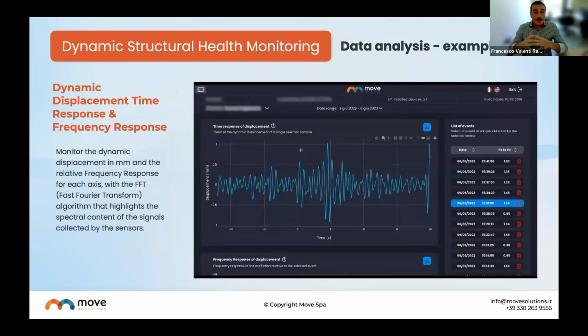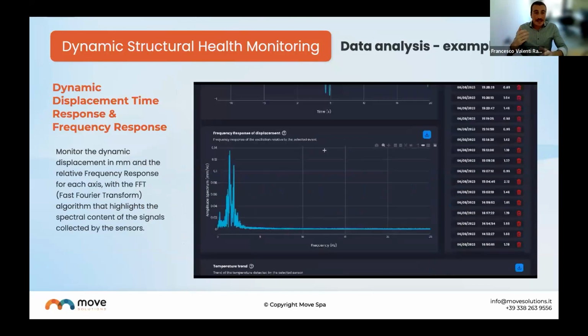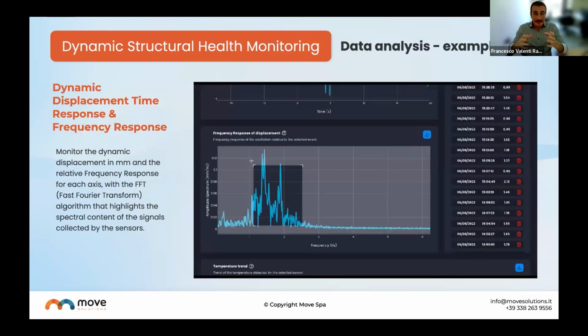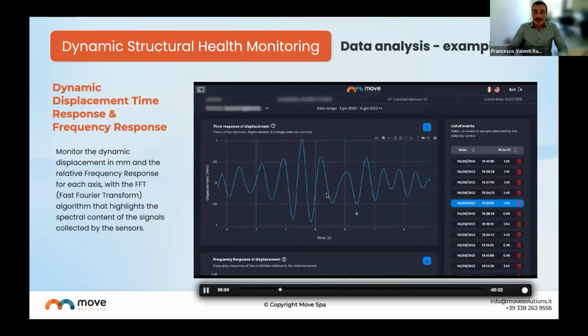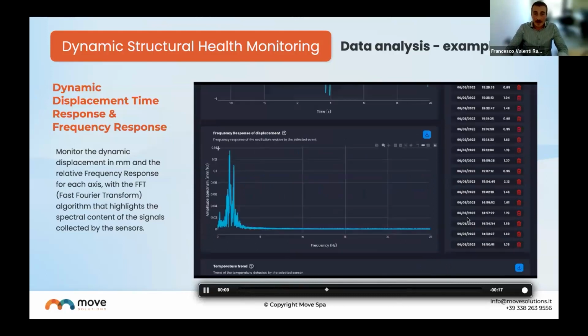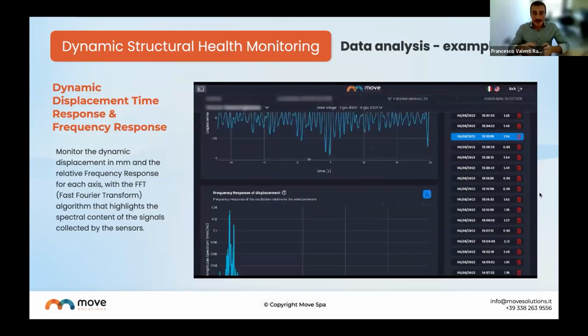Let's go see together some data analysis examples for the dynamic part. We have the dynamic displacement time response and frequency response. This is what we call the raw data from the DEX sensor. This graph is related to the trend of a specific vibration that you can find in the event column on the right side of the page, detected by the selected DEX sensor on our platform.